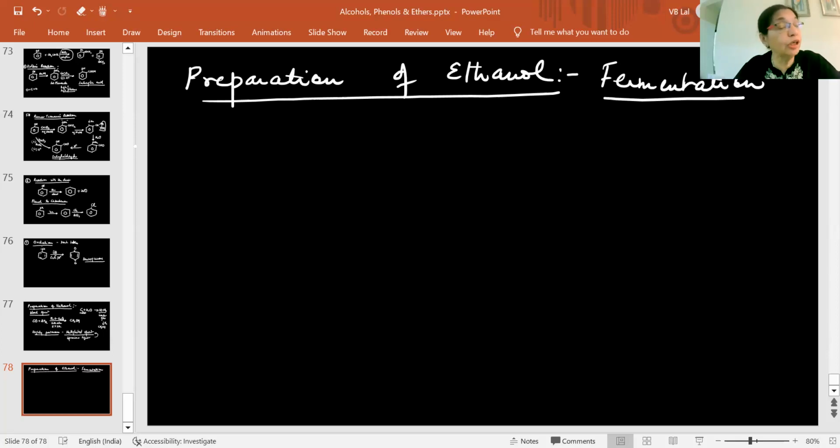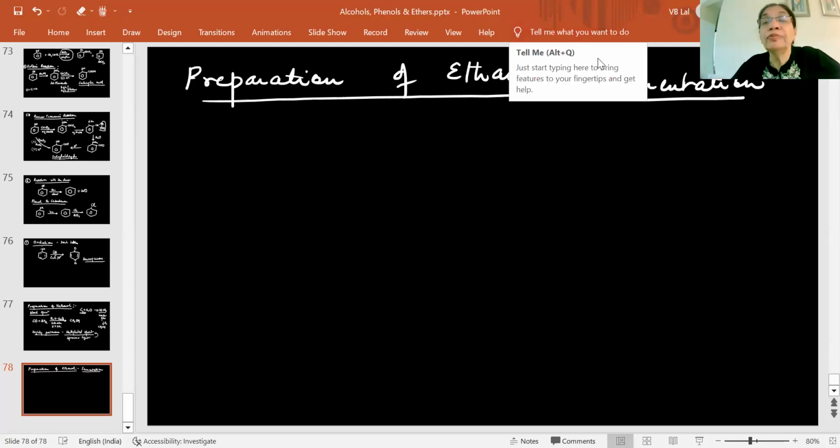But these two, if you look in your textbook, you will realize these two methods are specially mentioned. That is why I am just taking it up. Now, why preparation of ethanol by fermentation? Because the whole liquor industry depends on this method. Why is ethanol so important?